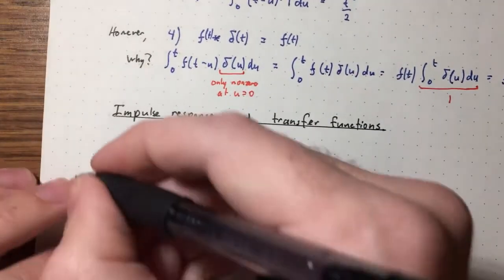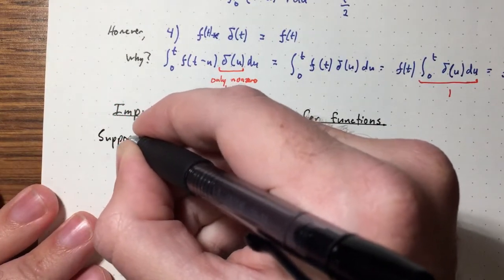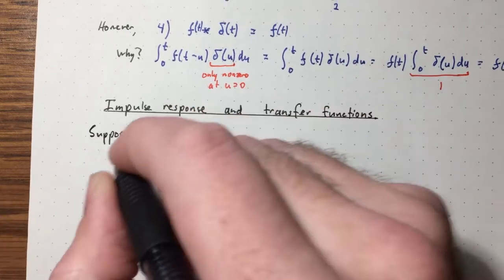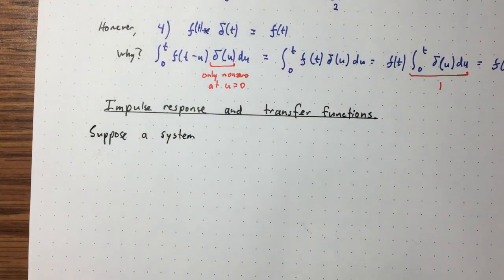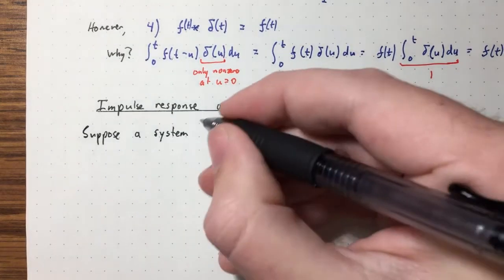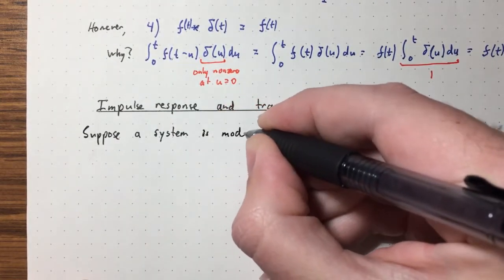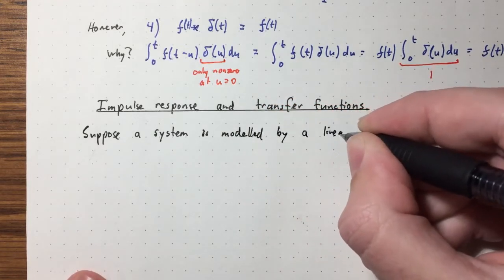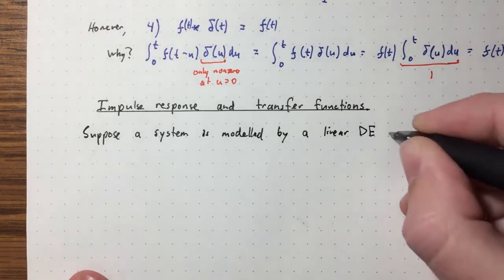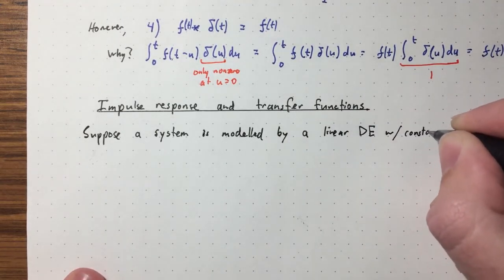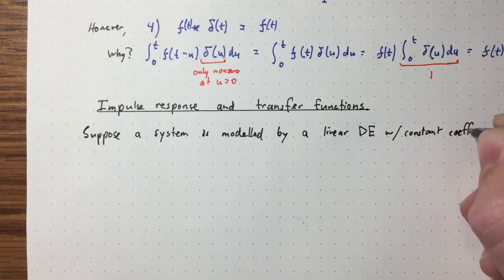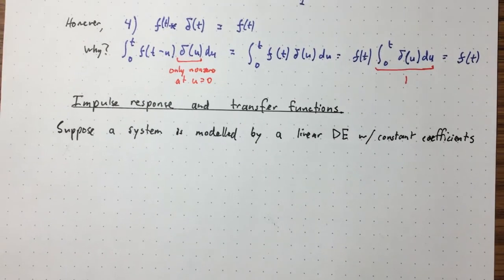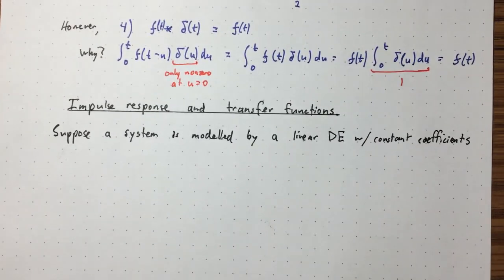So here's the setup. Suppose we have a system. It can be any kind of system we want, but we're going to assume that it can be modeled by a linear differential equation with constant coefficients. As we've seen in this class, there are many systems that can be modeled by this kind of differential equation.